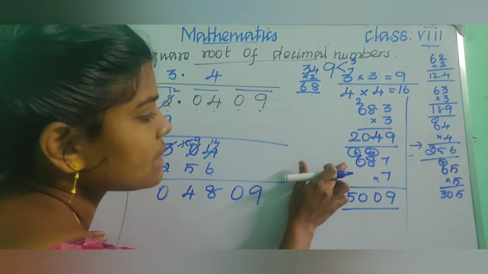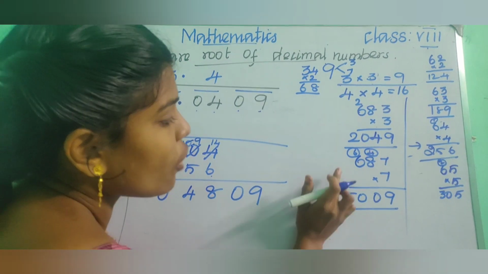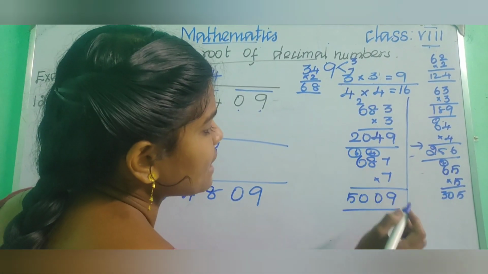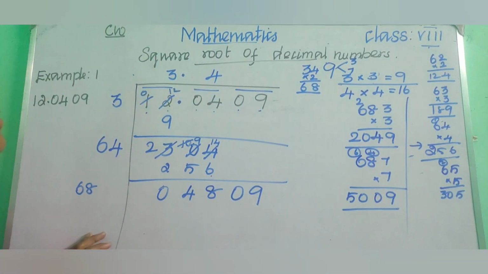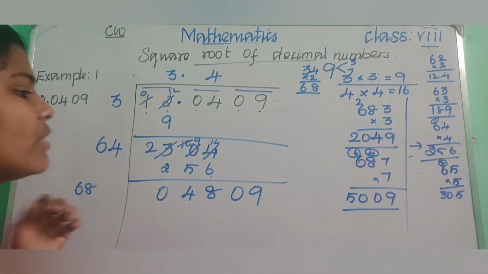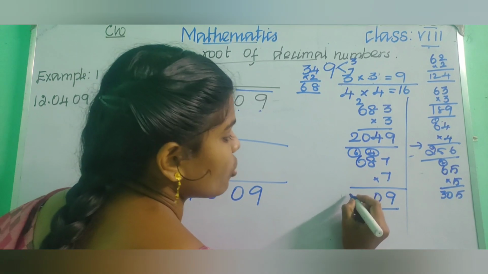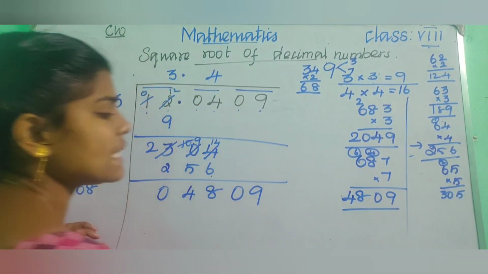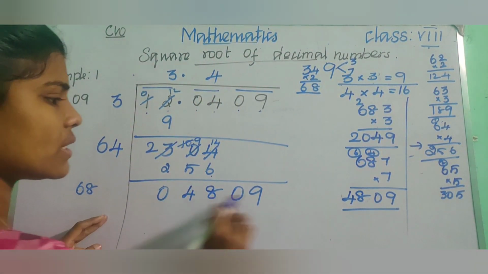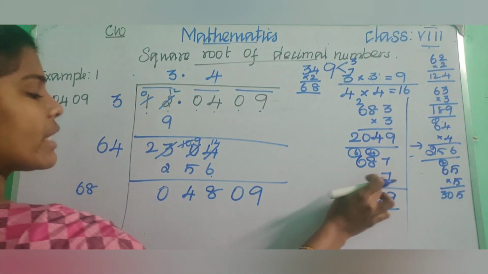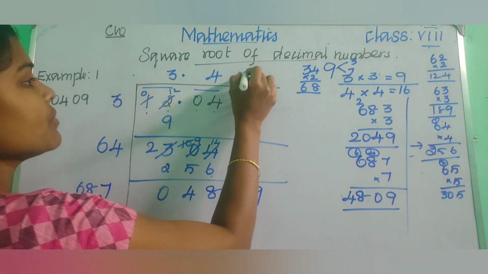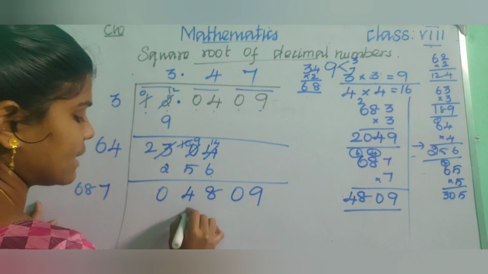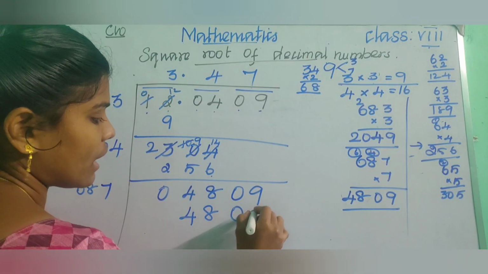Sorry, 6 sevens are 42, right? 42. 42 plus 6, we will get 48, right? So we will get 4,809. Okay, children, now we got the same answer, right? So we can put 7 in the divisor and 7 in the quotient. So we will get the same answer, 4809.